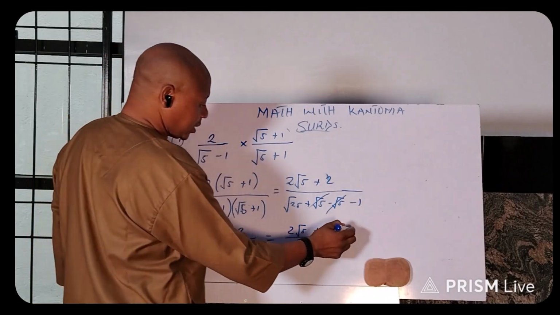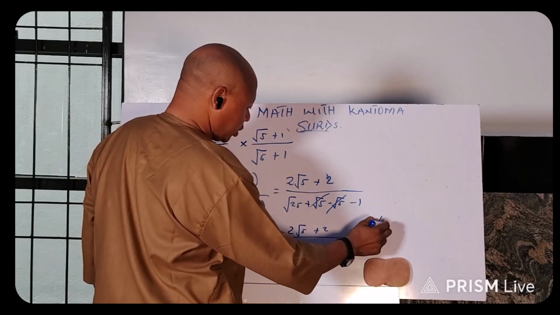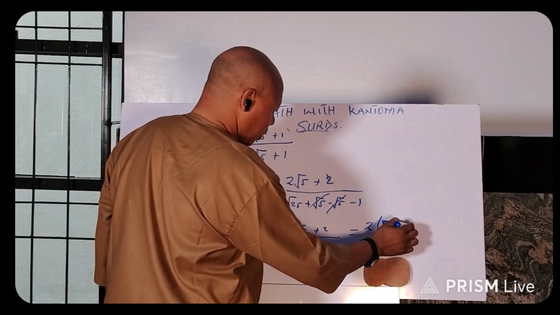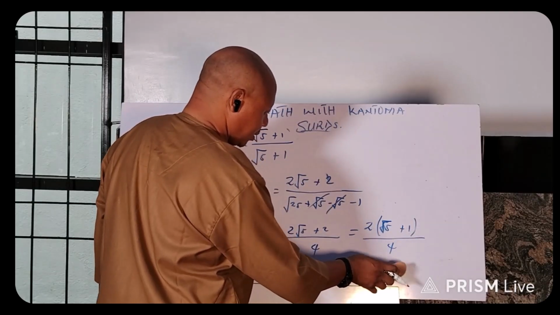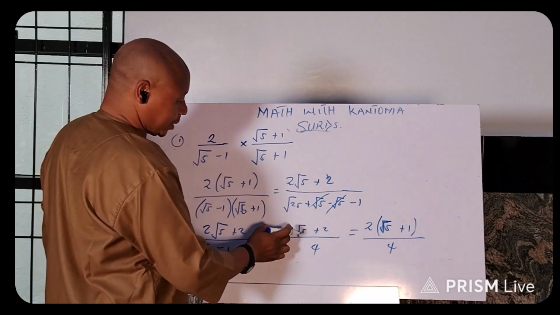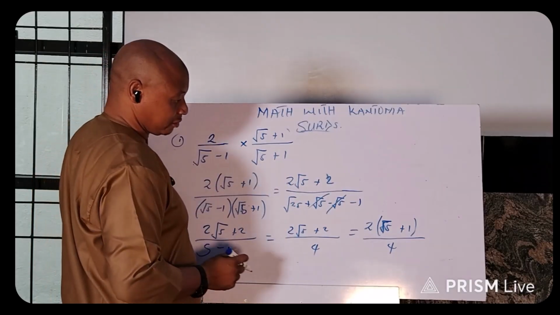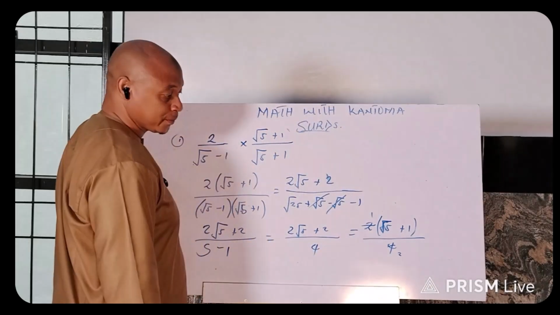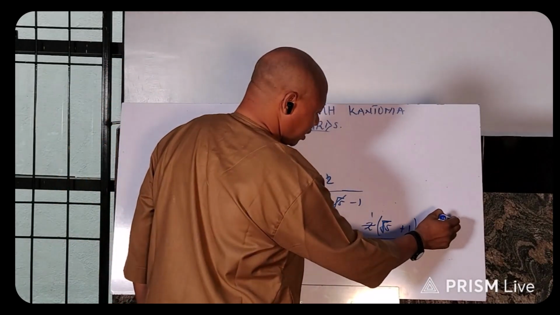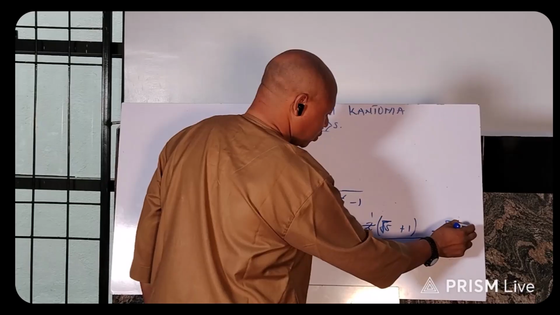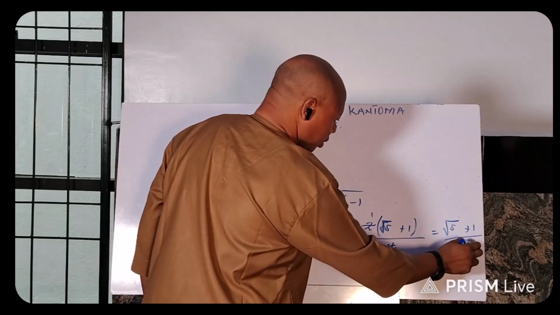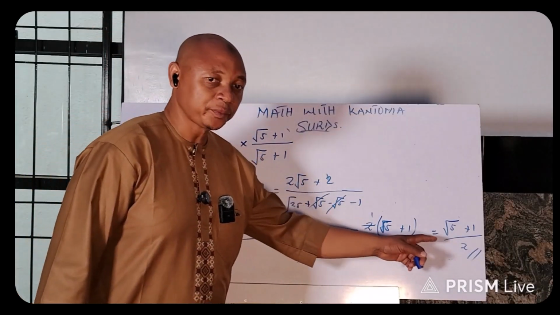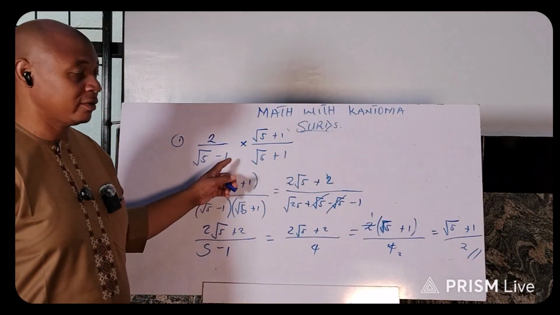So I can still reduce this by saying this is the same thing as 2 into root 5 plus 1 divided by 4, such that 2 is common. I've returned it to its original value so that I can reduce. This 2 will go with this 4, 2 times. So the value here will now be left with root 5 plus 1 all divided by 2. So here we have successfully rationalized the denominator by taking the conjugate of this surd.